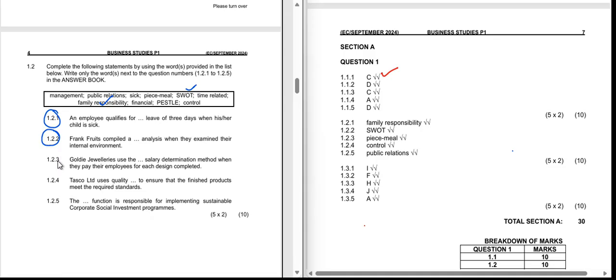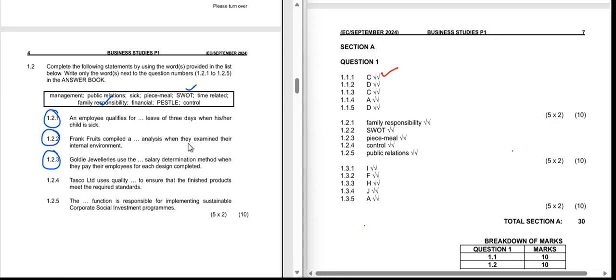And then 1.2.3, Goldie Jewelries use the dash salary determination methods when they pay their employees for each design completed. So this type of payment is used when you are considering the number of items or products or the number of units that someone is going to produce. It's like you pay someone on commission kind of a thing.